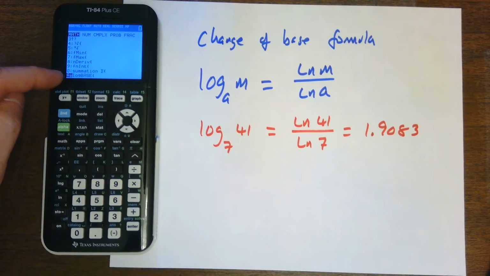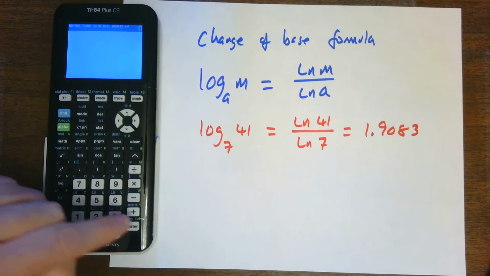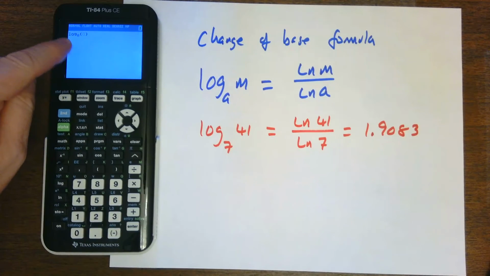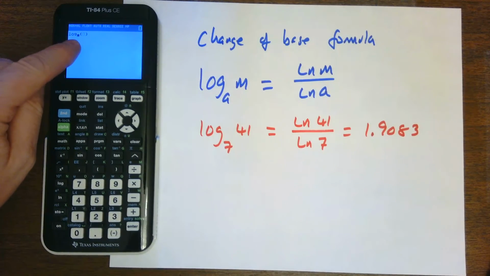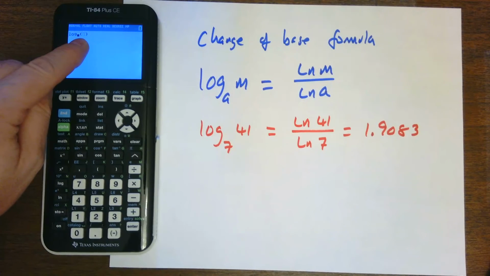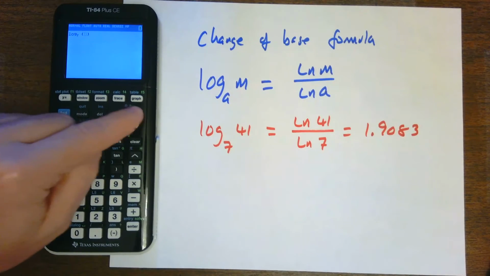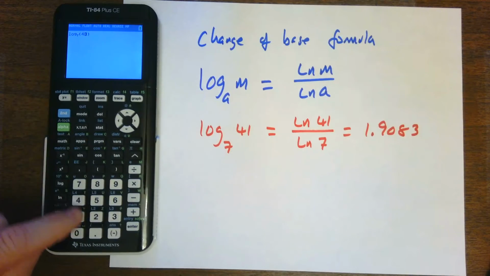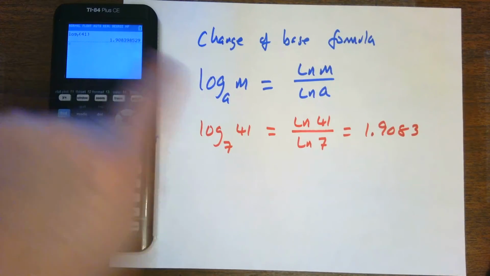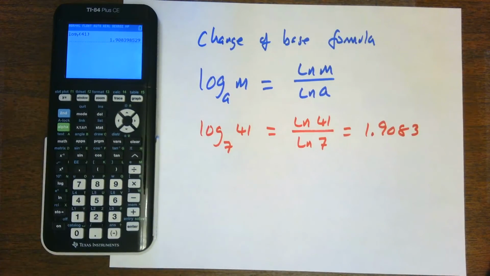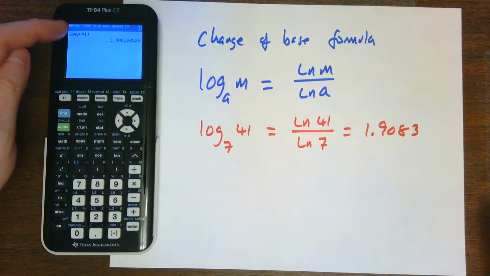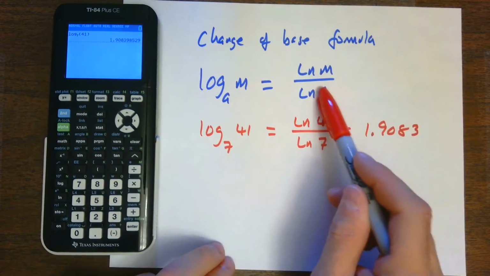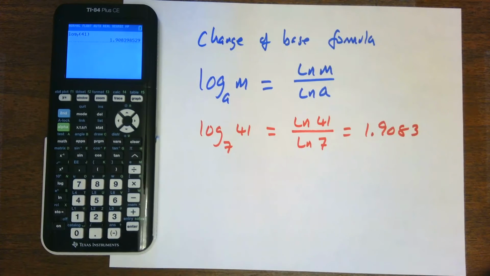Let's see, where is it? There it is, log base. Hit enter, and look what the calculator's given me. It's asking me for the base and for the argument. So I'm going to put in the 7, and then I'm going to put in 41, and there it is, same thing. Now, if you don't have a calculator that's got this, that's okay. You can use this formula every time and get the exact same answer.